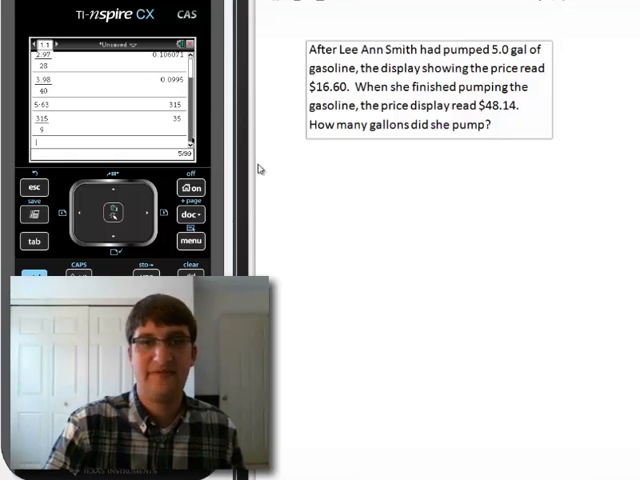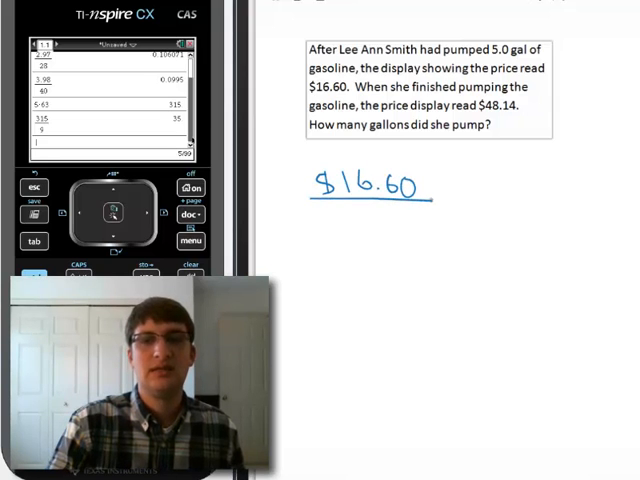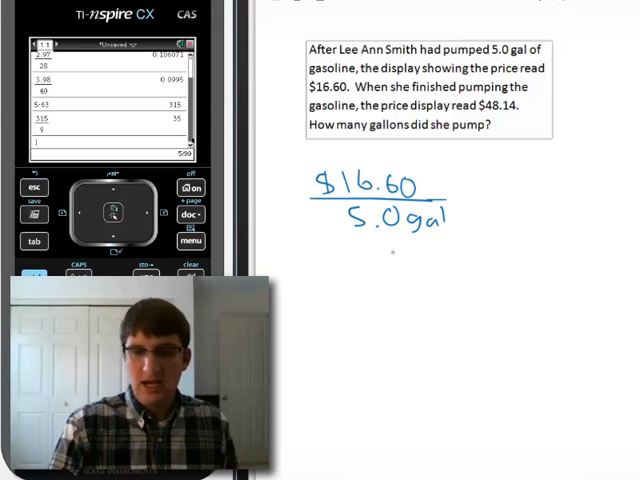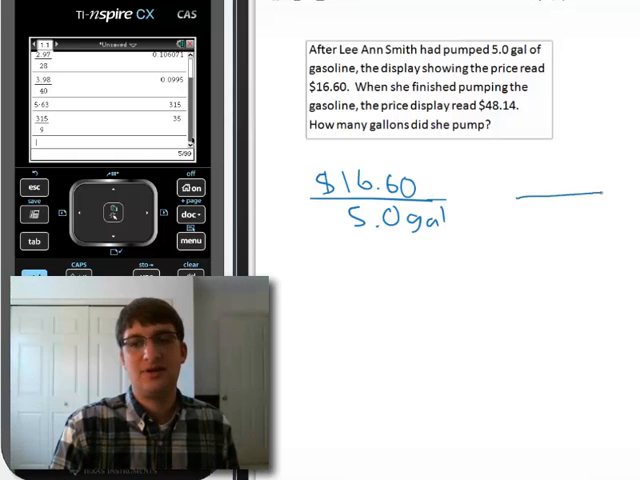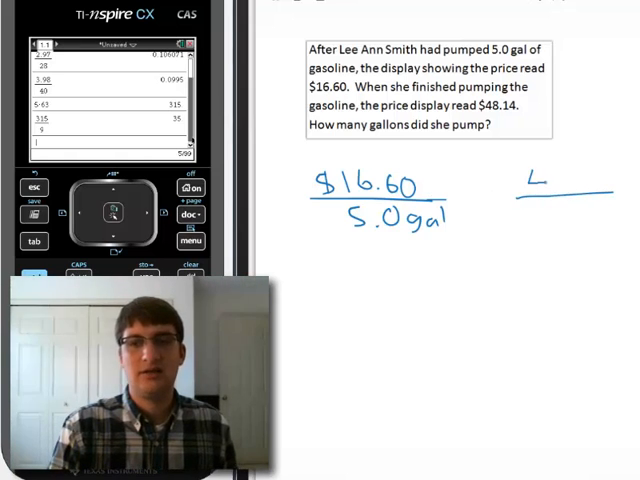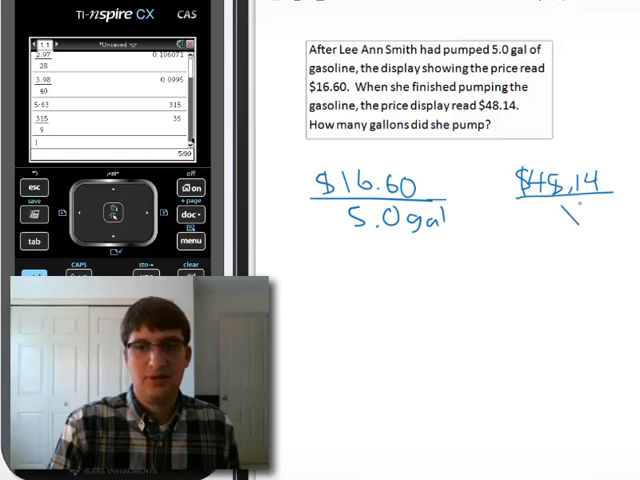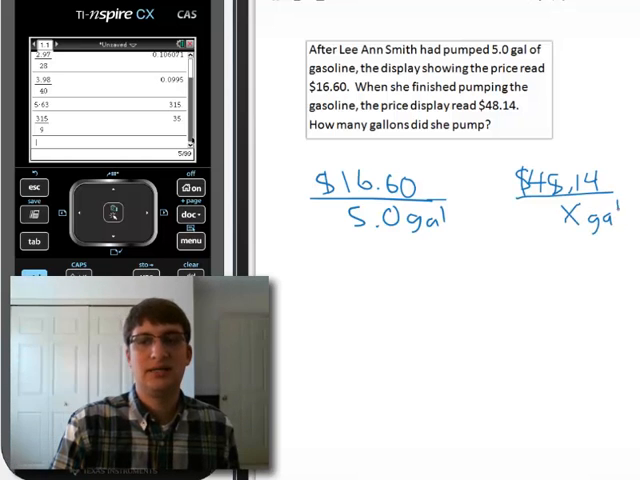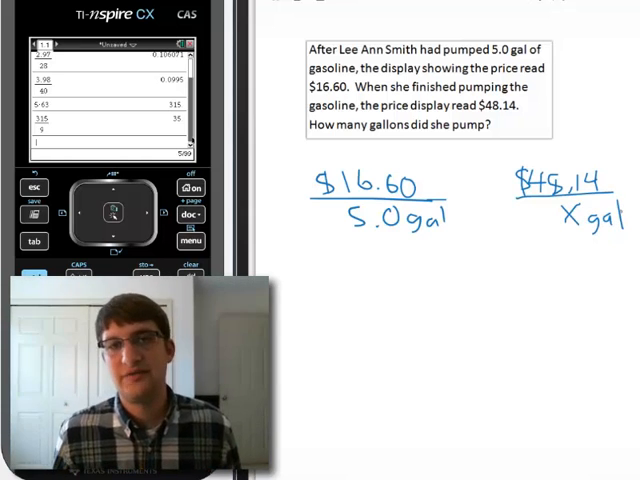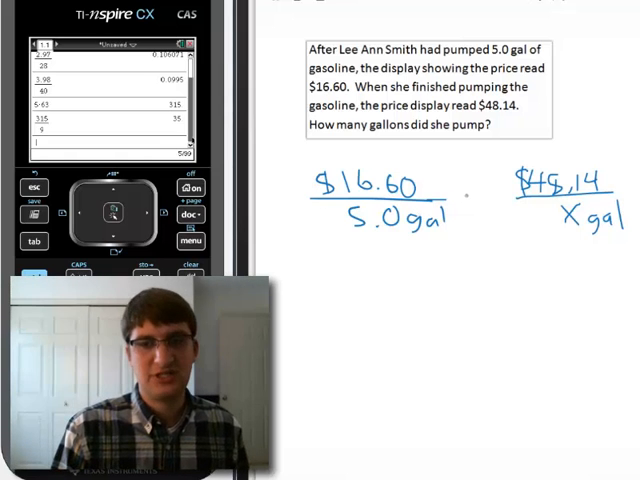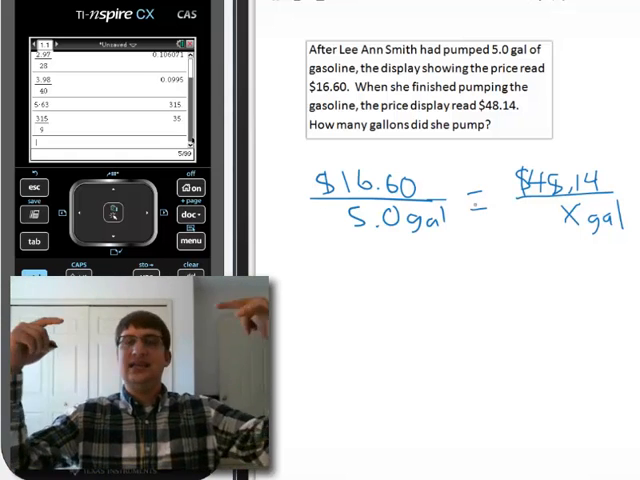So first of all, I'm going to set up my first ratio, okay? I'm going to say that when it was $16.60, there were 5 gallons displayed on the display, okay? And the other ratio I'm going to have is $48.14. I do not know how many gallons of gasoline there were, so that's something I am going to have to solve for. And to do proportions, just like in the problem before, we're going to put an equal sign in the middle.